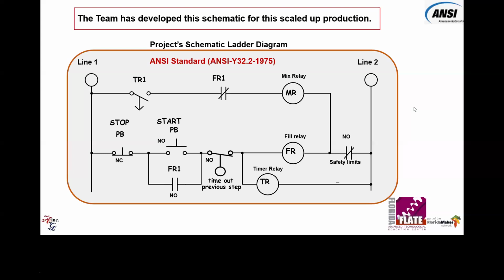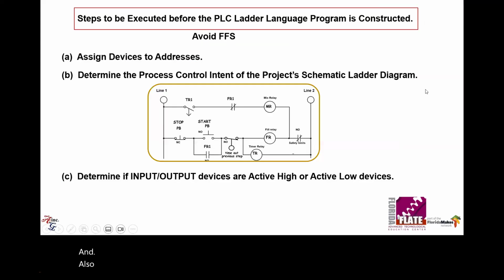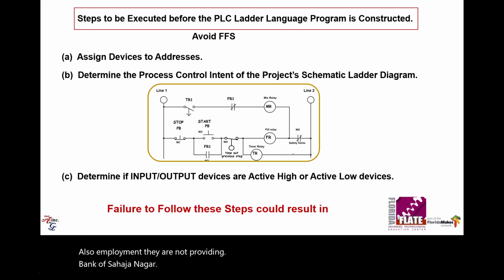All right, here's our schematic ladder diagram again, which you also have a copy of, but it'll be up here long enough and you'll get familiar with it as we go along. This is what the team wants to happen inside the plant, and we want a programmable controller to do it. So here is a procedure that I recommend. The first thing you do is assign devices to the addresses, determine what this means, and then determine if the input devices and output devices are active high or active low.